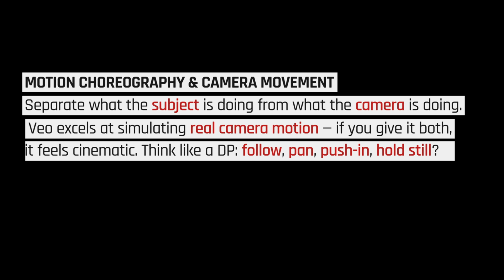You see, Veo 3 isn't just a text-to-video tool. It understands how to simulate real camera work, if you guide it properly. You need to tell it what the subject is doing, and what the camera is doing in response. Think like a director of photography. Are we tracking behind the character? Is it a handheld shot? A slow push-in? Is the camera still or chaotic?